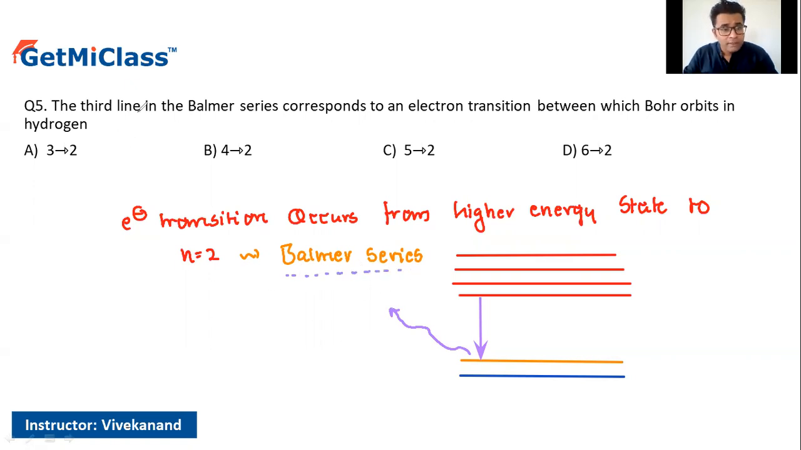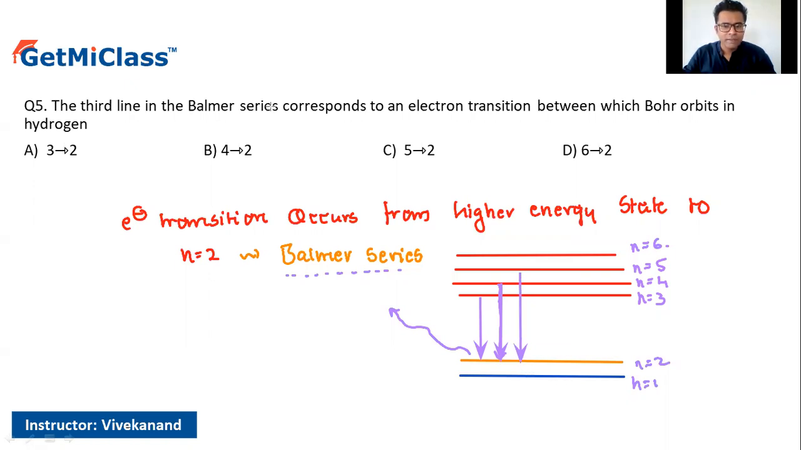Okay, now the third line from this point, this is the first line, this is the second line. That means n is equal to 1, n is equal to 2, n is equal to 3, n is equal to 4, n is equal to 5, and n is equal to 6. So now, quite naturally, the transition is occurring from n is equal to 3 to 2, that is the first line, 4 to 2 second, 5 to 2, that is the third.